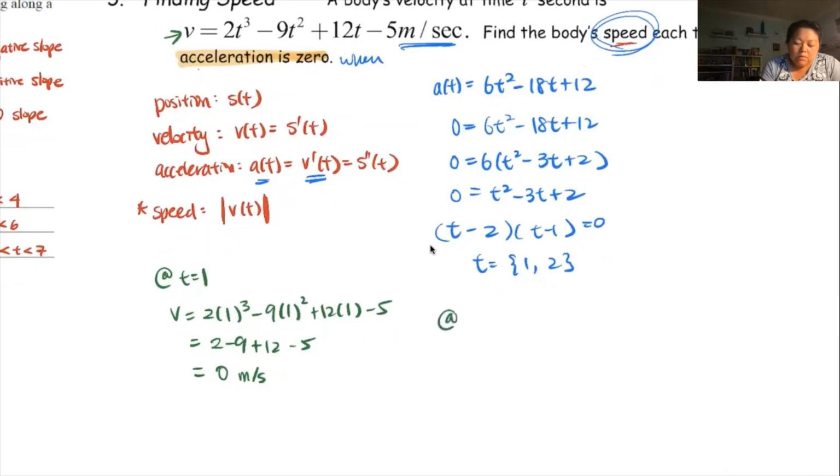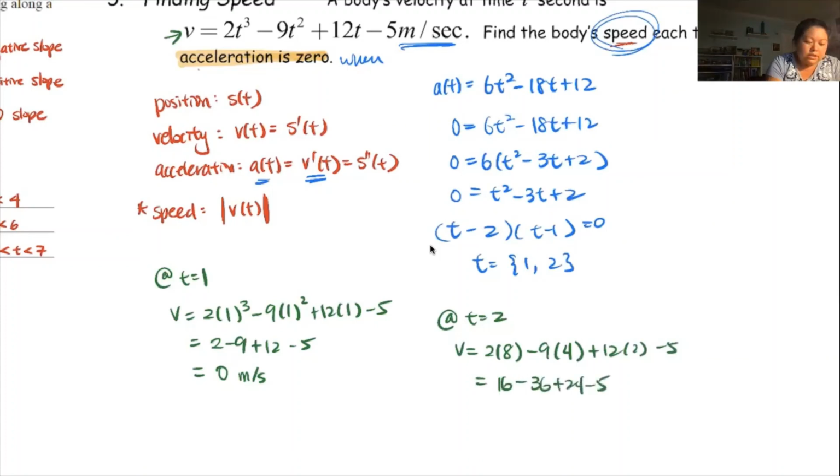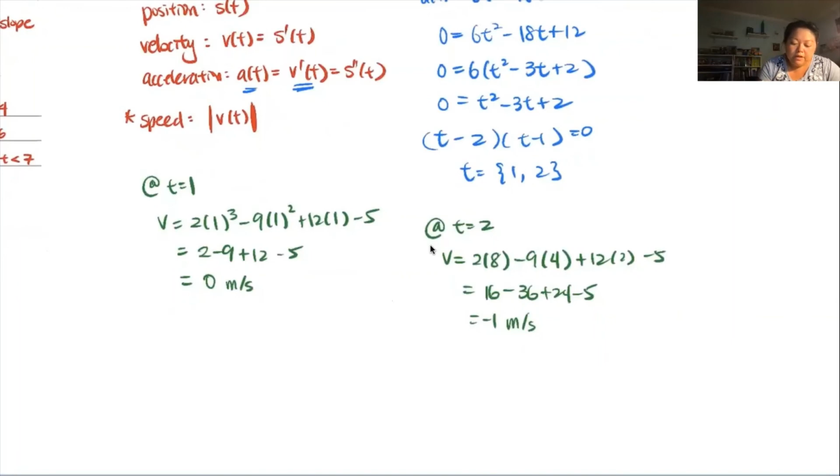So at t equals 2, plugging in, v equals 2 times 2 cubed, that's 16, minus 9 times 4, plus 12 times 2, minus 5. So that's 16, minus 36, plus 24, minus 5. I get negative 1. So I get negative 1 meters per second. That's velocity. Since I want speed, I want the absolute value of it. So the speed is 1 meter per second. Right. So now you've answered the question, the body's speed when your acceleration is 0.